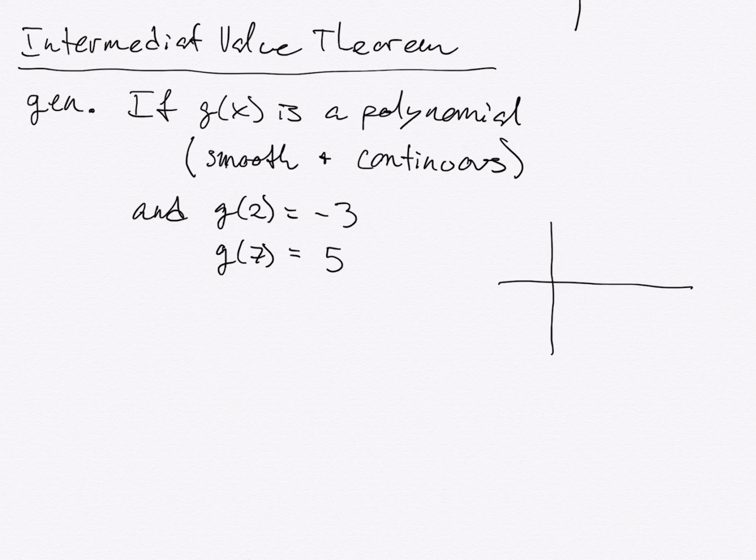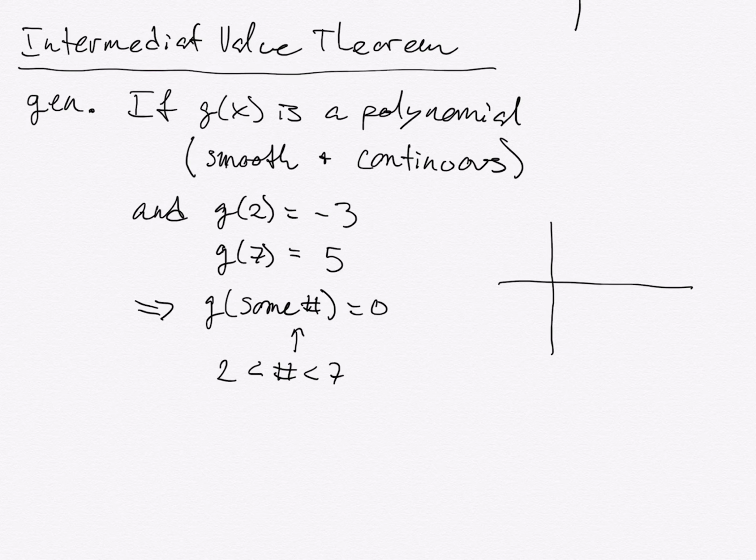What the intermediate value theorem tells us is this: g of some number is going to equal 0. This number will be between 2 and 7. Let me illustrate this for you, because so far what you're doing is listening and jotting down your own notes. Let me show you what this looks like.